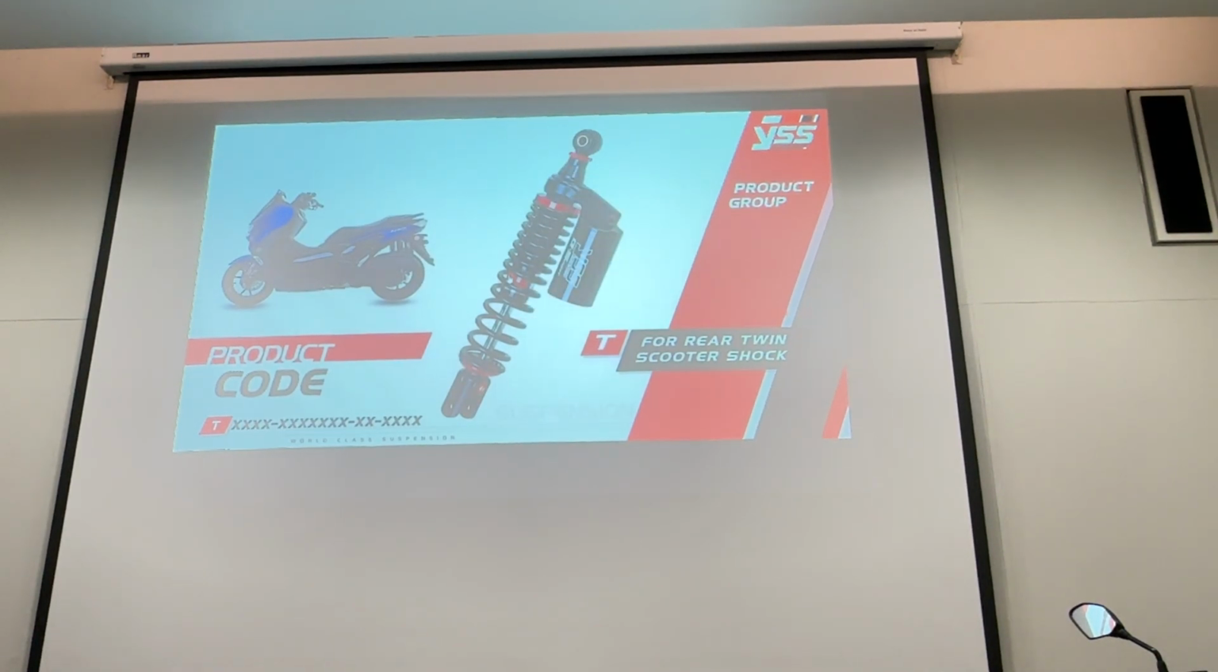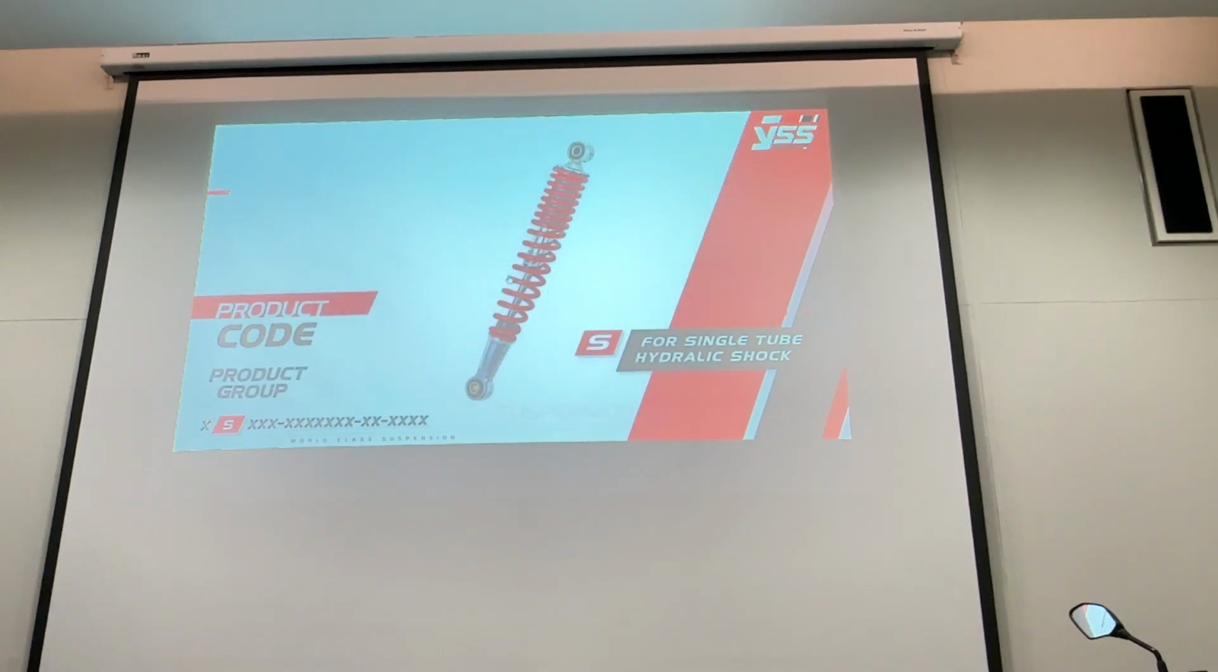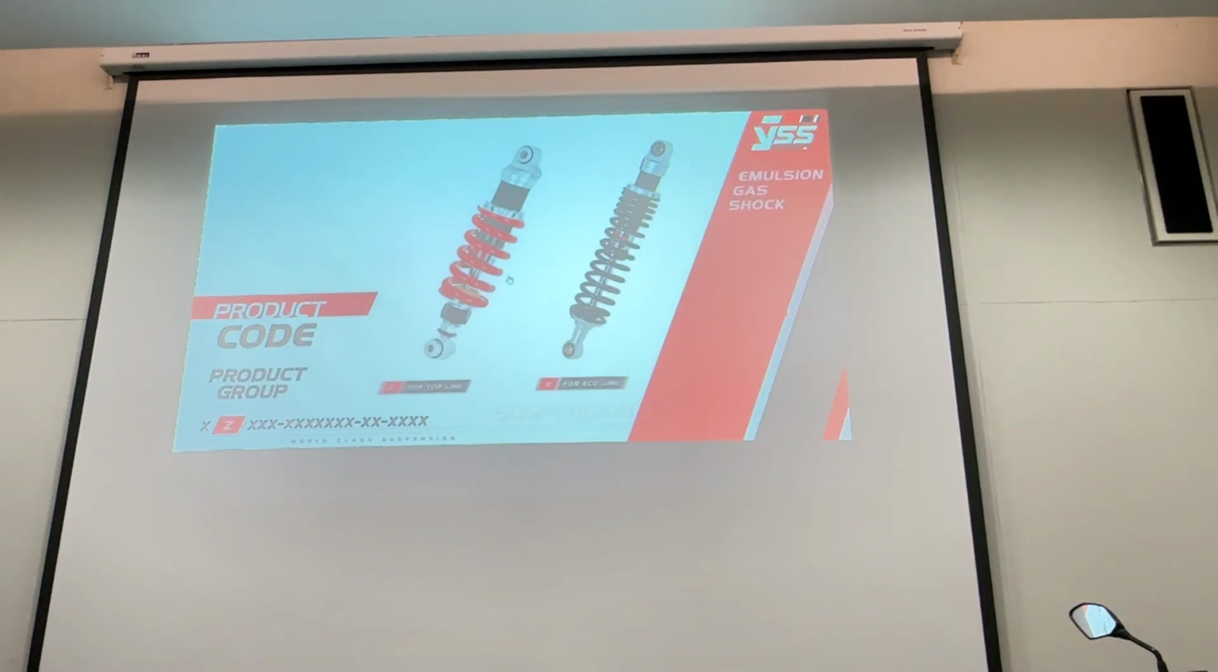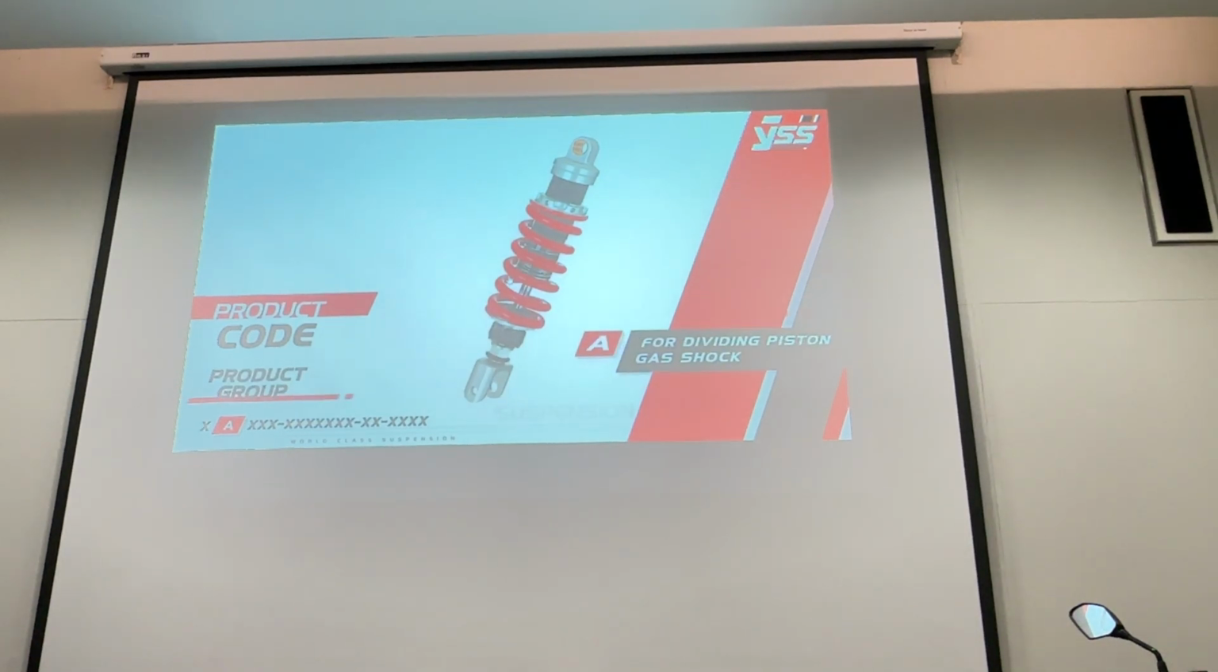Digit 2, product type. S: single tube hydraulic shock. D: double tube hydraulic shock. B: double tube gas shock. Emulsion gas shock: Z for top line or E for eco line. A: divided piston gas shock.